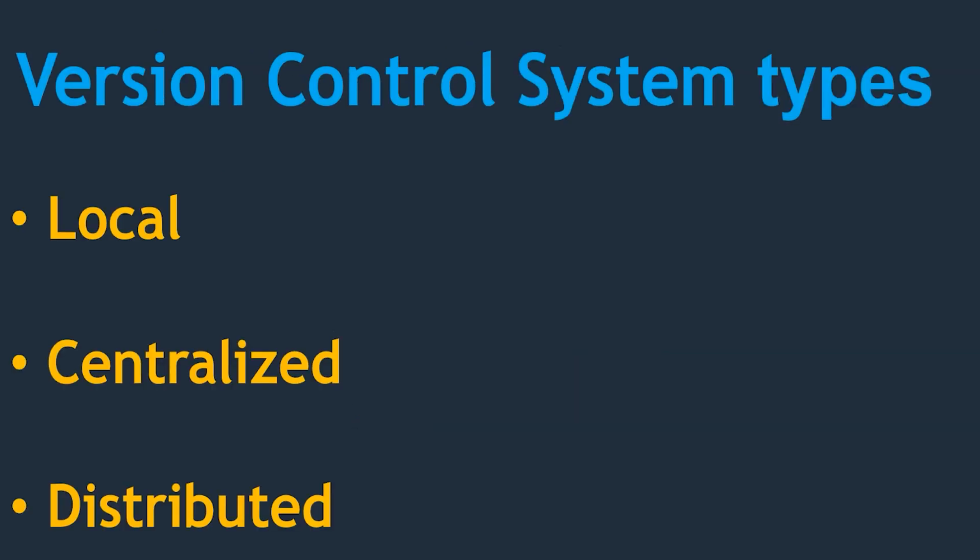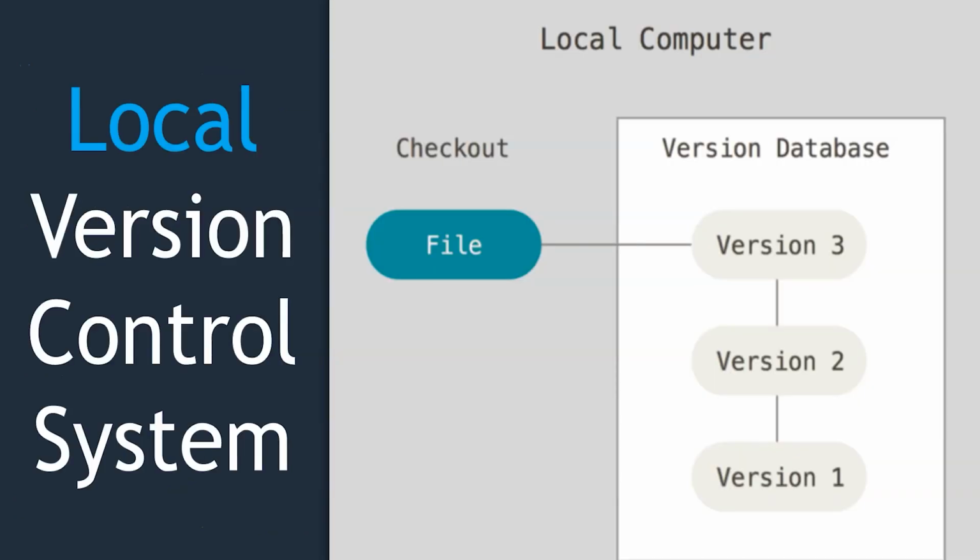Now let's see what kind of version control systems are available. One is local, then centralized and distributed. First, let's understand what is local. Local version control system works on your local computer. It means that in my laptop, I can install this version control system and I can track my changes.